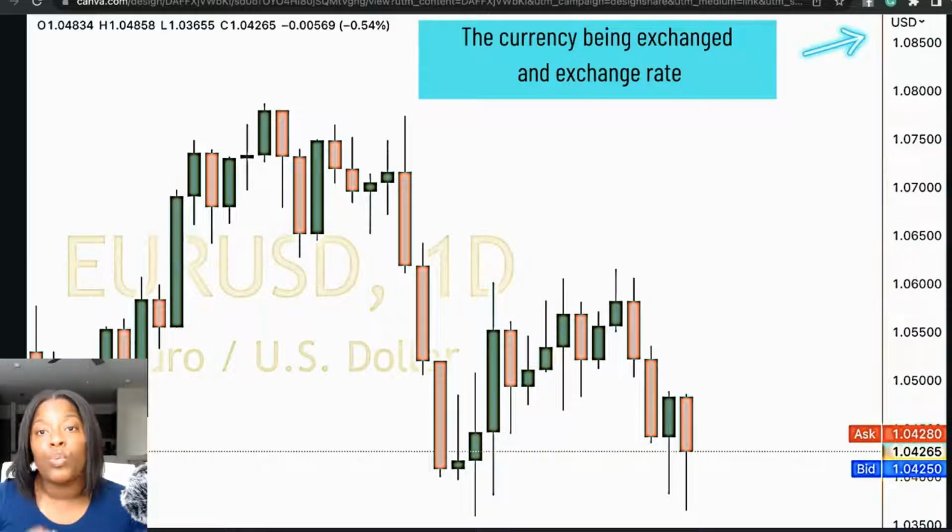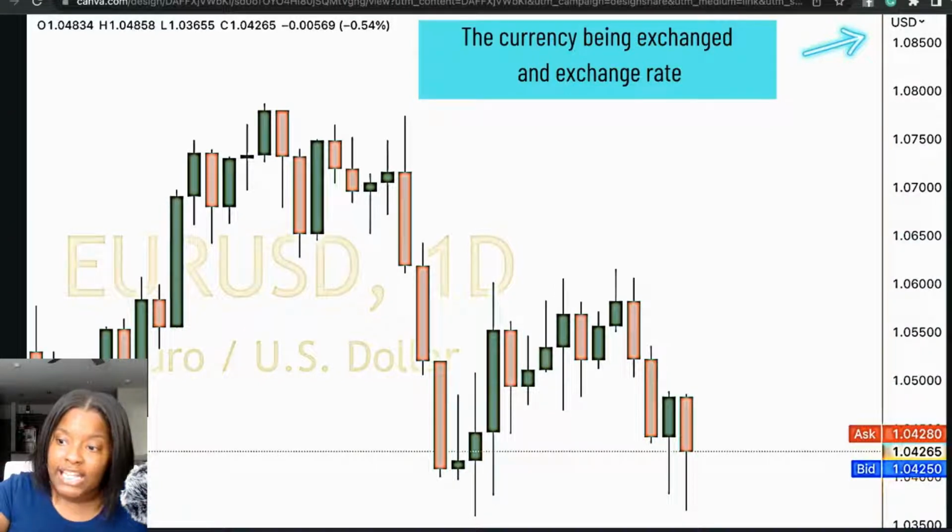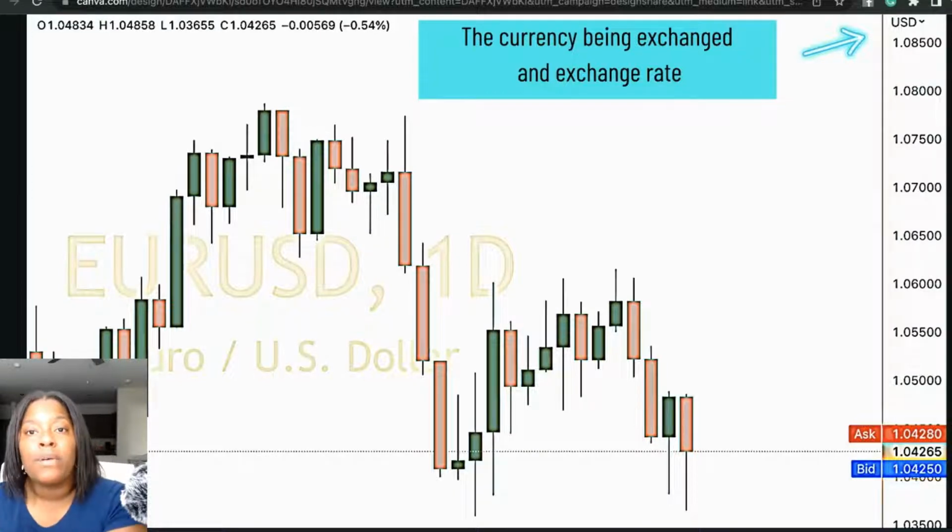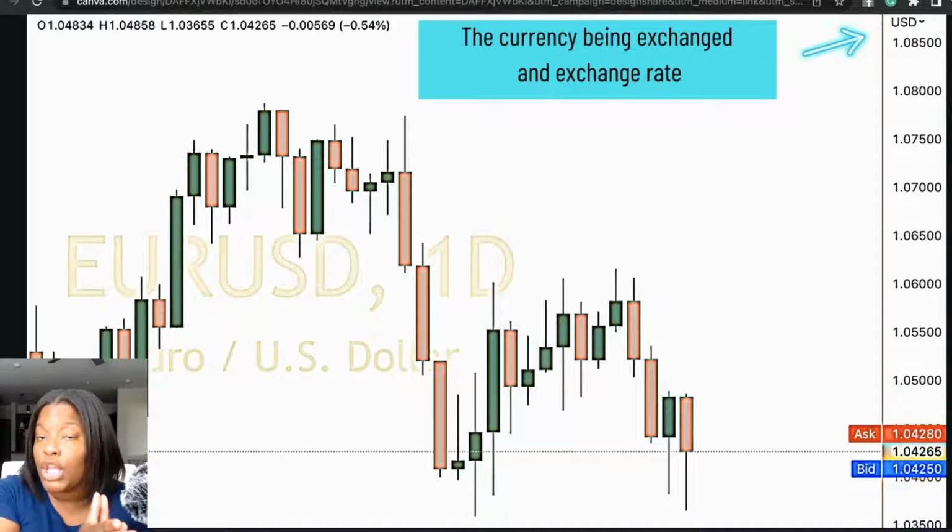So, how much would it cost someone who uses the American dollar to buy €1? That is what you're trading. These are the numbers you're trading. So, a lot of people say, well, I'm trading the euro against the dollar. Not necessarily. What you're trading is how much would it cost someone who uses the dollar to purchase €1. That is what you're trading.